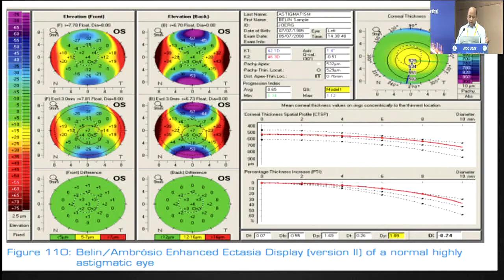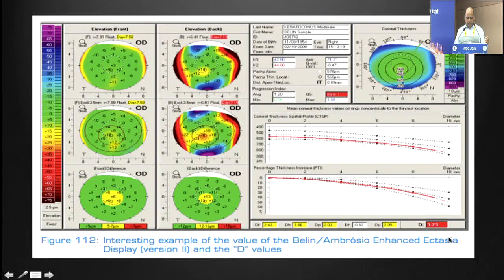So again, a map of a normal cornea, everything is normal, green. Both our difference maps are green, and again the D value is less than 1.6. In this map, both the difference maps showed yellow, so suspicious range, but this D value is 3.23, which is worse. So we should not touch these cases.